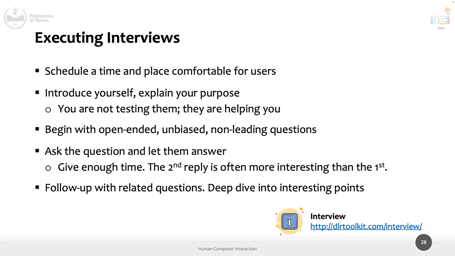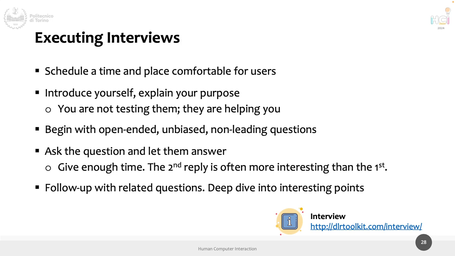So that's another motivation. So how do you execute an interview? You first of all schedule a time and place that is comfortable for the people you want to interview, and it's okay for you. Then you introduce yourself. We said some of this the other week. You introduce yourself and explain your purpose. I'm here because I'm investigating university life during exam period.